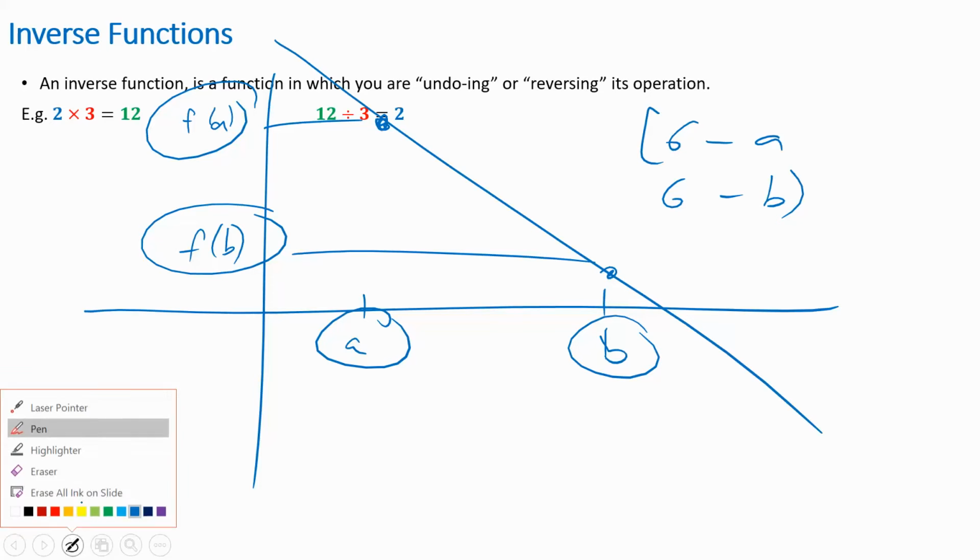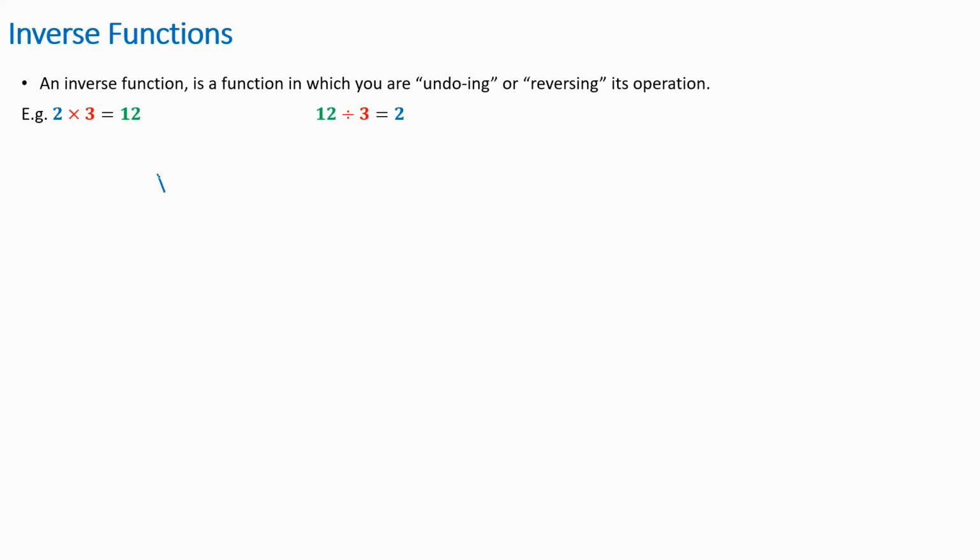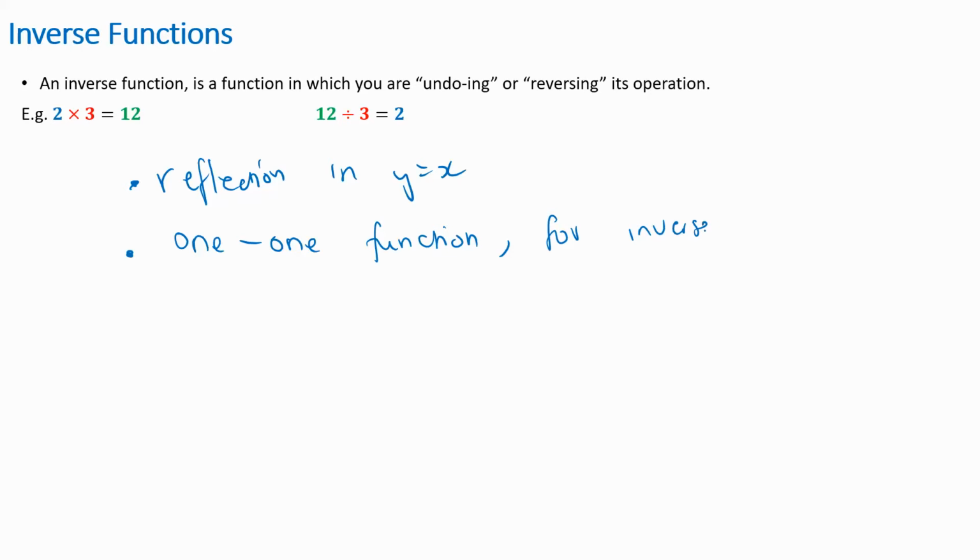All right, so let's recap. What did I tell you? It was a reflection. So point number 1, reflection in the y equals x line. I said that in order to have an inverse function, it needs to be a one-to-one function, for inverse functions to exist. All right, and I said there were 3 properties in total. If you swap the x and y, not only does the graph reflect, what else changes as well? Domain and range. Your last property, these are the 3 things they'll test.